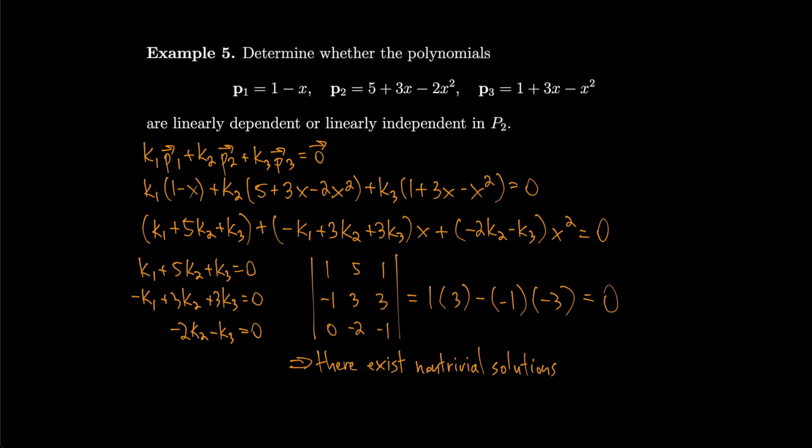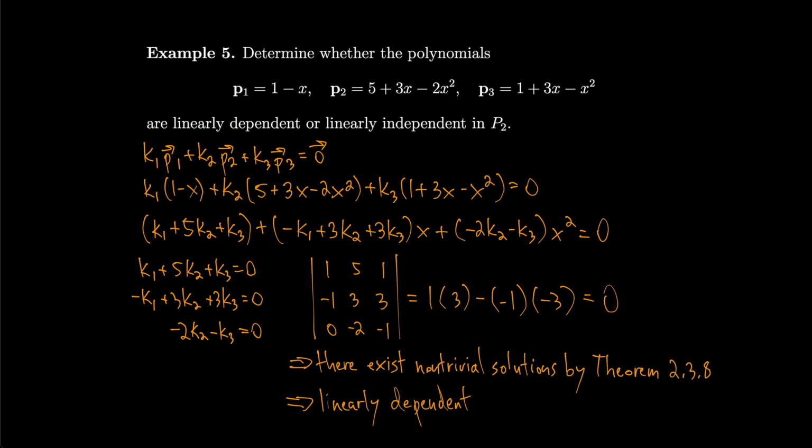We don't actually have to solve, we just need to show that they exist by theorem 2.3.8, because we got a 0 determinant. So that means that we have a linearly dependent set, because not all the k's have to be 0.